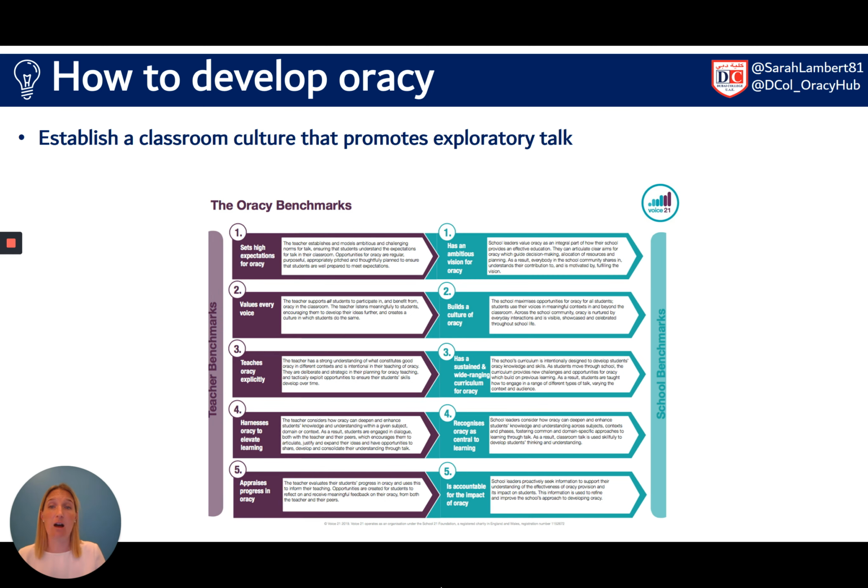And this can start with looking at benchmarks that you set yourself, or perhaps you work with the wider school and have school benchmarks as well. So Voice 21 have produced these benchmarks, worth a read later. And they just run through expectations, valuing it, how to teach it explicitly, to really embed it into your practice.